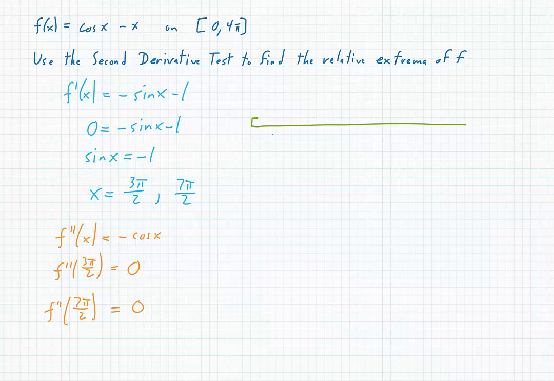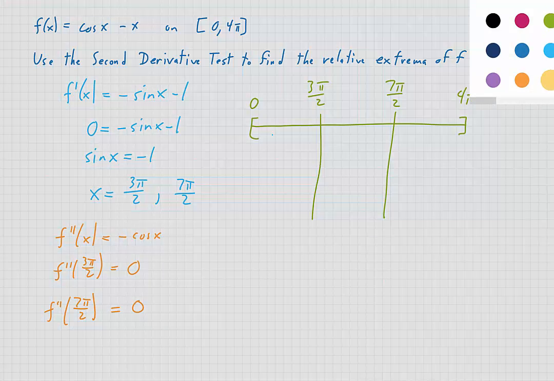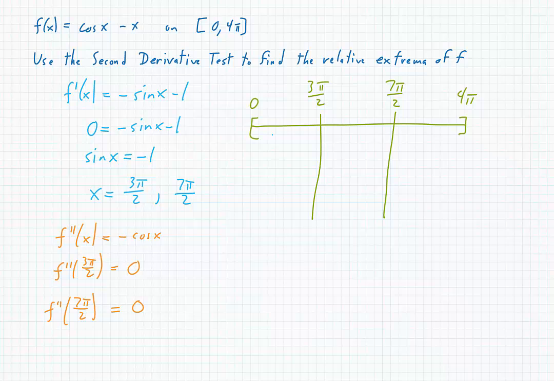So let's set up a sign chart here. I'm going to cap both ends at 0 and 4 pi, so I know where we're at. And then I'm going to apply 3 pi over 2 and 7 pi over 2. And then I'm going to convert these to decimals so it'll make finding test values a little bit easier. So 3 pi divided by 2 is about 4.7. And 7 pi divided by 2 is about 11.0 actually. 4 pi is about 12.6.